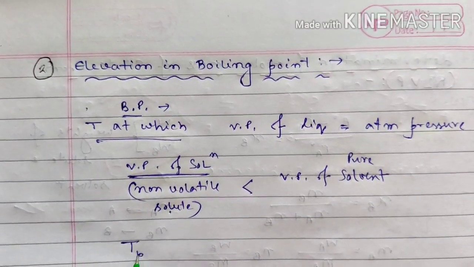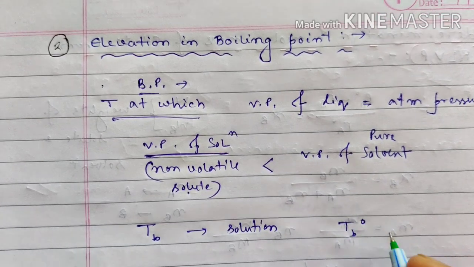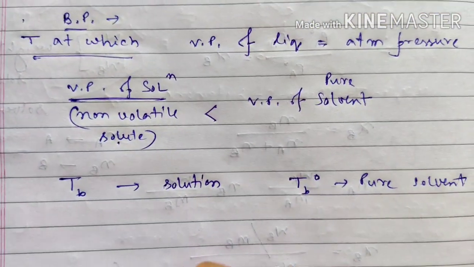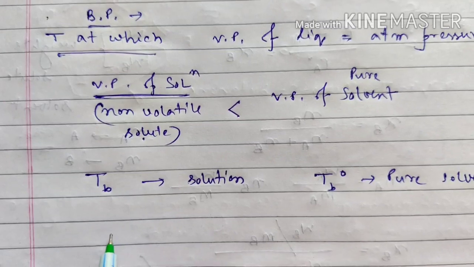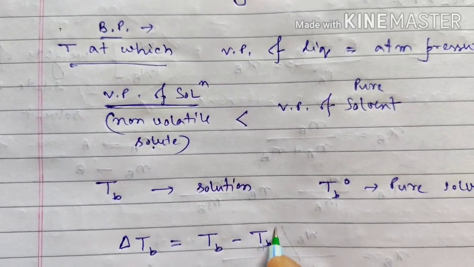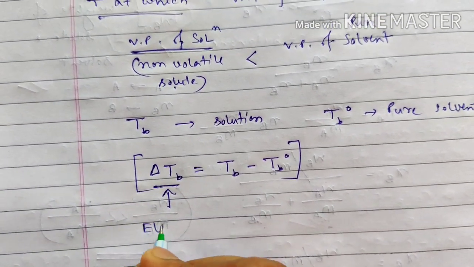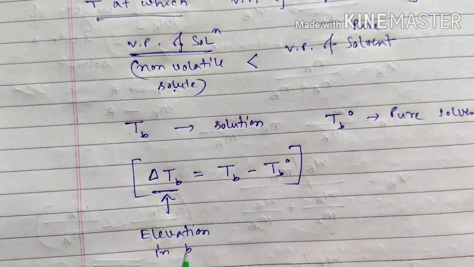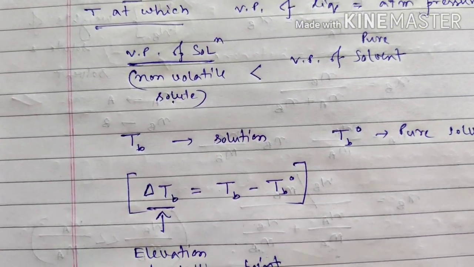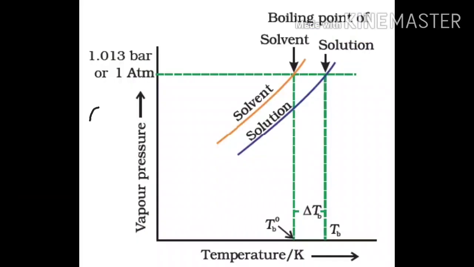So if the boiling point of the solution is Tb, and for pure solvent it is Tb0, then it is quite obvious that delta Tb should be equal to Tb minus Tb0. This delta Tb is called the elevation in boiling point. Now we will understand how it is shown graphically. The graphical representation of the boiling point elevation.